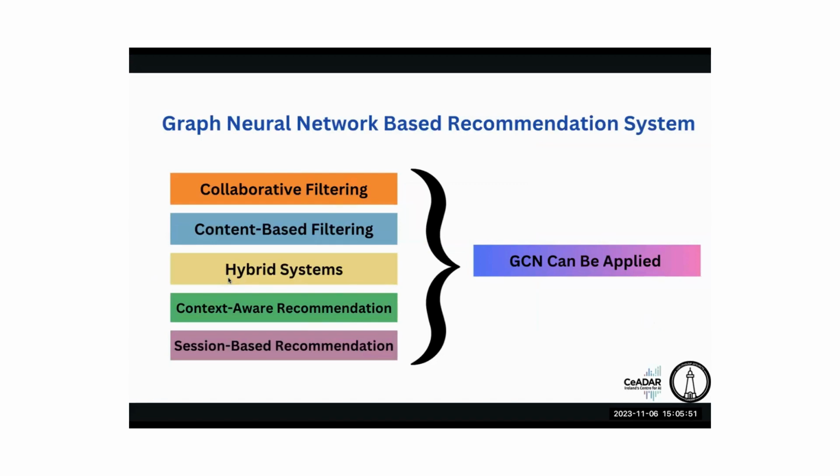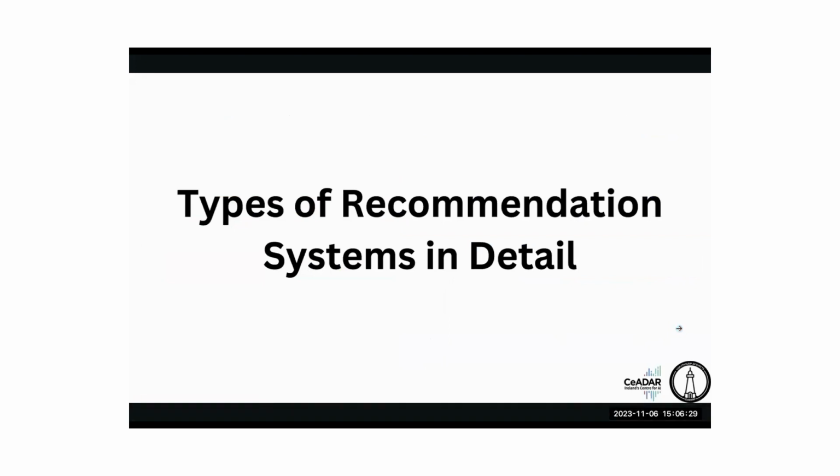Among these different types, only five can be applied with graph convolution networks: collaborative filtering, content-based filtering, hybrid systems, context-aware recommendation systems, and session-based recommendation systems. In our class, we'll discuss the first four types, going a bit deeper into each with examples and use case applications. So let's discuss in a bit more detail the different types of recommendation systems.